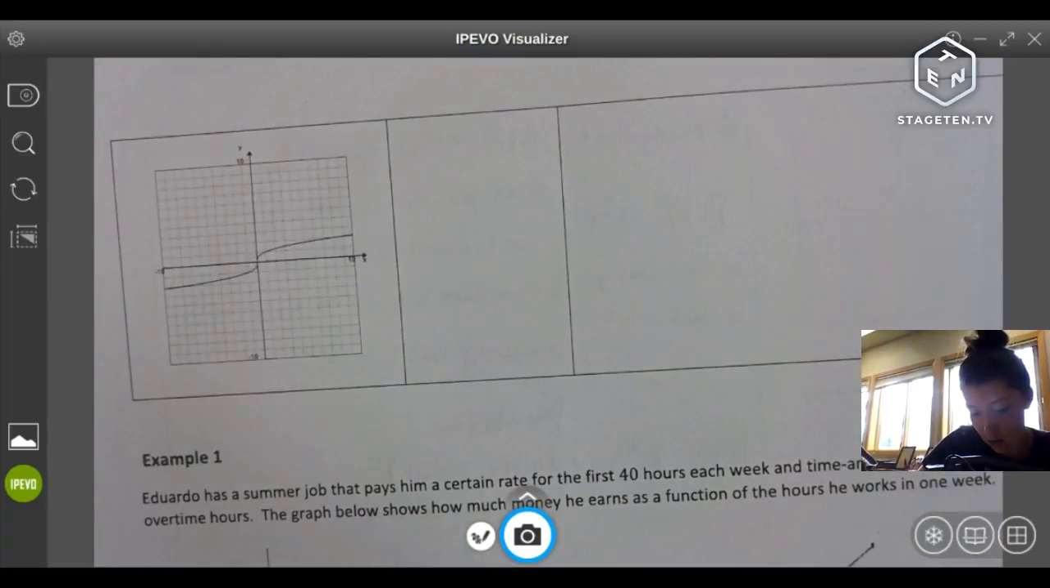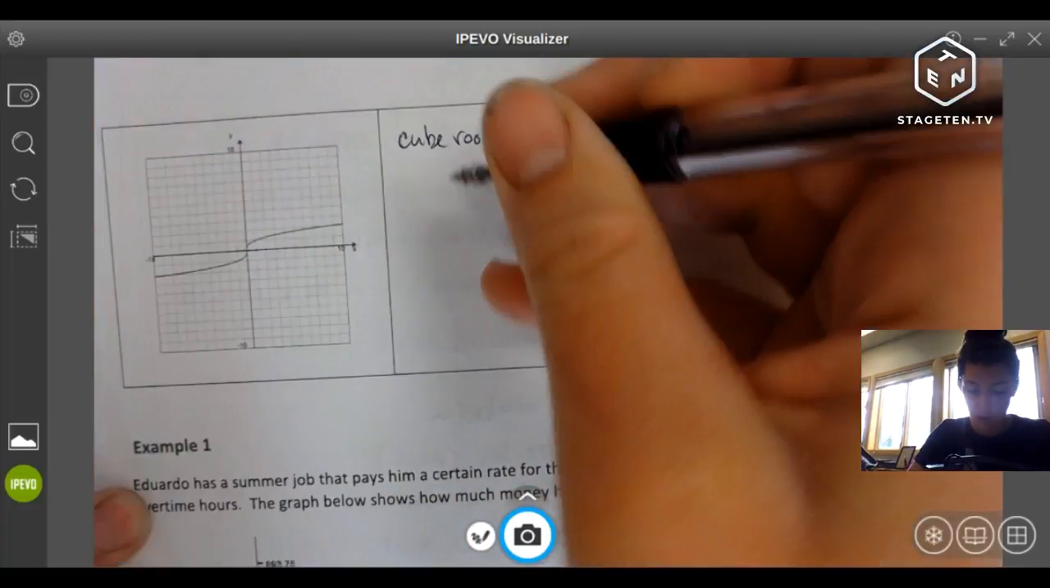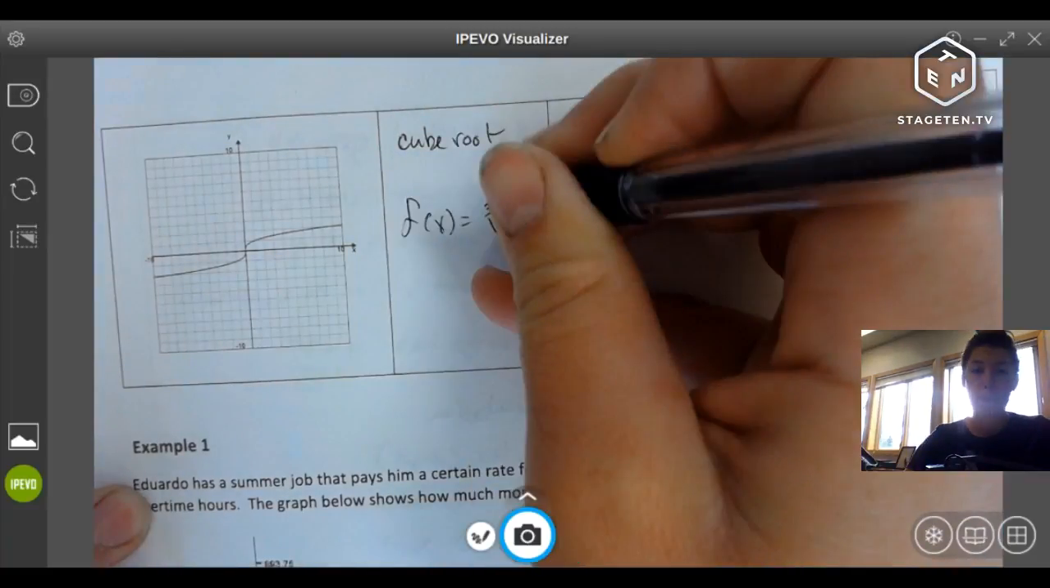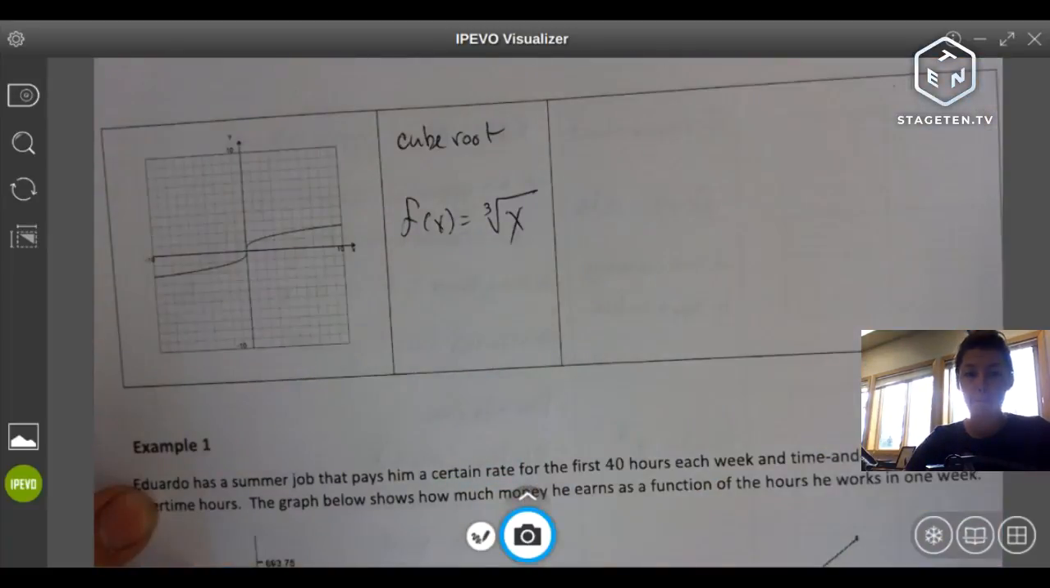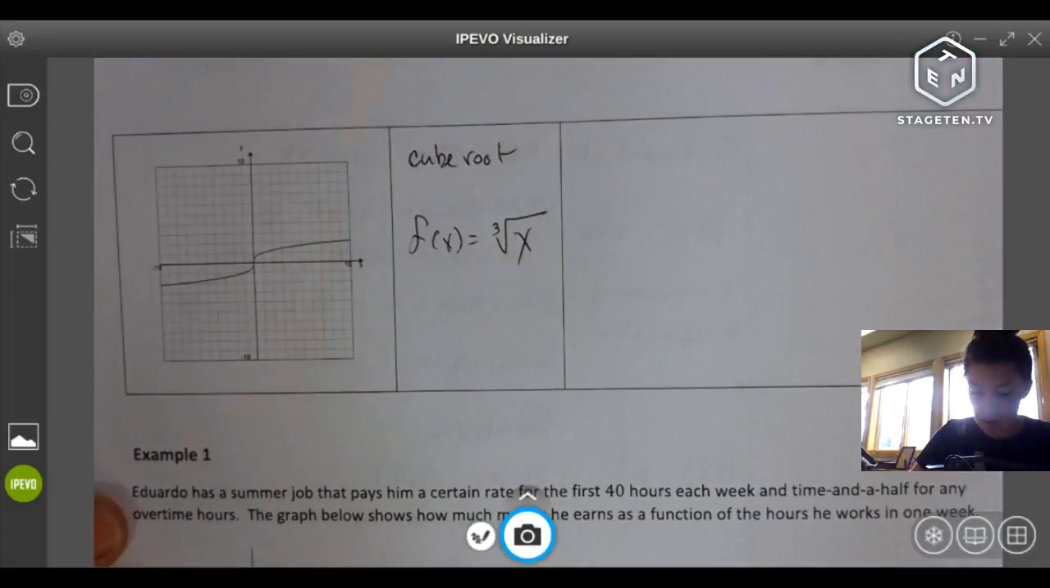All right. And last but not least here, let's make sure my camera angle is good. There we go. All right. So as you can imagine, there's a bit of a pattern here. The last one was a cubic function. So this one is a cube root, or f of x equals the cube root of x.